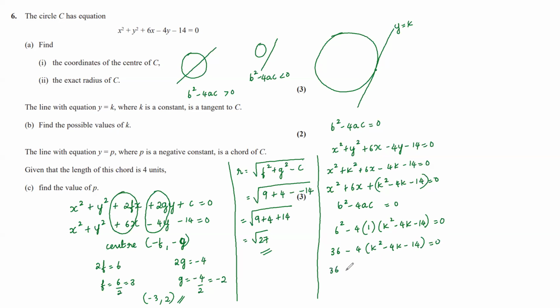So 36 minus 4 into k squared is minus 4k squared. Minus 4 into minus 4k is positive 16k. Minus 4 into minus 14 is positive 56, is equal to 0. So this will give us minus 4k squared plus 16k plus 56 plus 36, which is plus 92, is equal to 0. Bring everything to the other side. This becomes 0 is equal to 4k squared minus 16k minus 92. Let's put this in the calculator, or else you can use the formula method here as well.